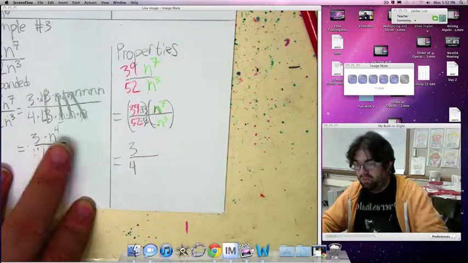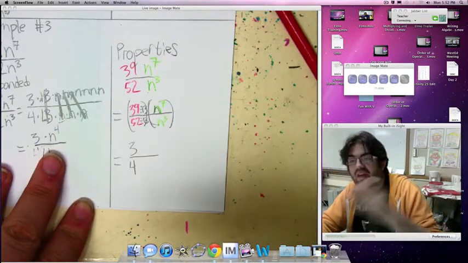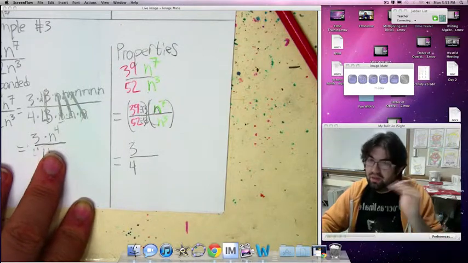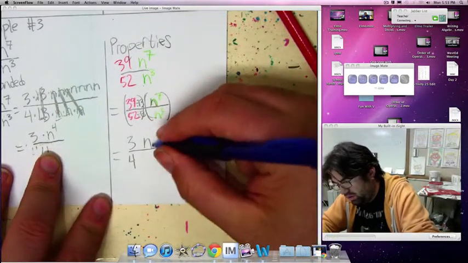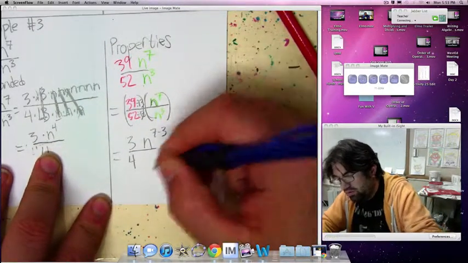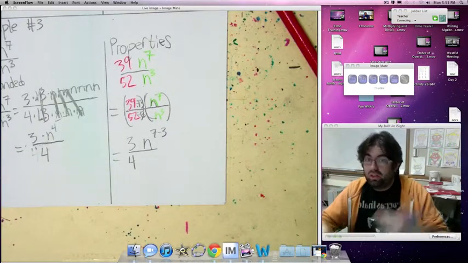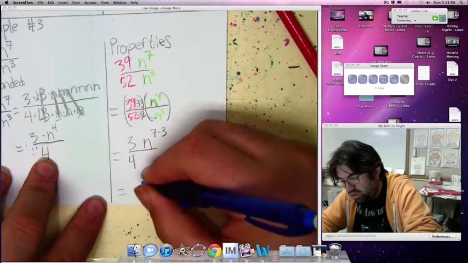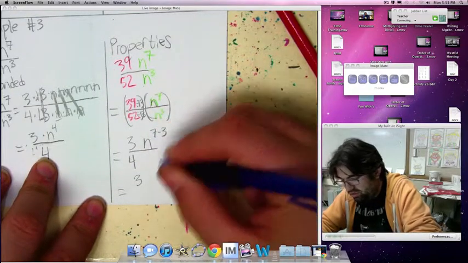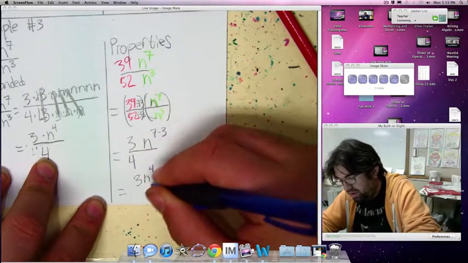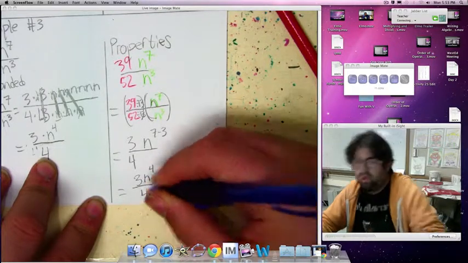Now I'm going to use my properties. If I'm dividing and the bases are the same, I'm going to take 7 minus 3. And now I'm going to clean it up and make it look good. This is n, 7 minus 3 is 4, so we got n to the 4th power divided by 4.